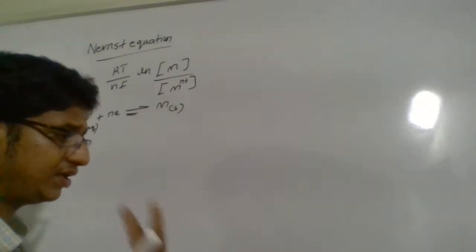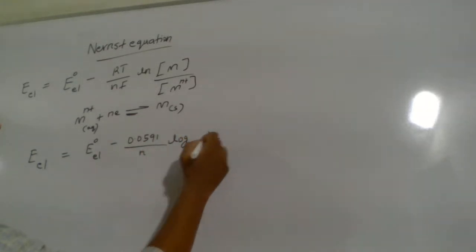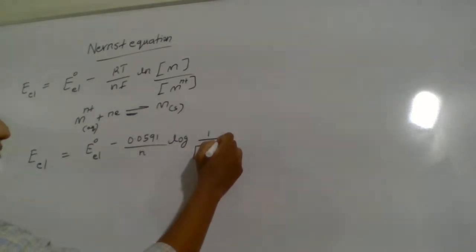So we can now have another equation, converting ln into log. How can you convert ln into log? By multiplying by 2.303. Applying the values, you will get another equation: E electrode is equal to E0 electrode minus 0.0591 divided by n log 1 by concentration of M n+.